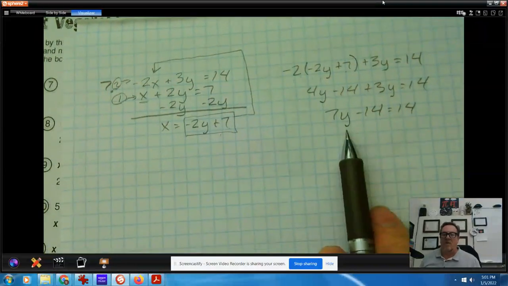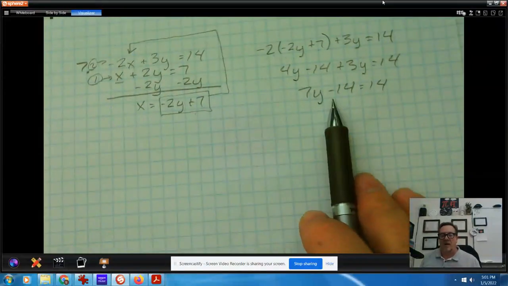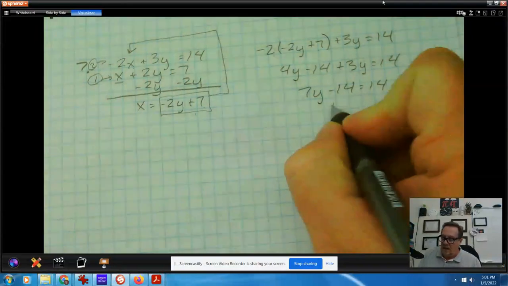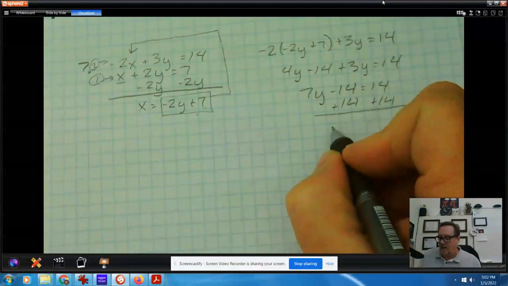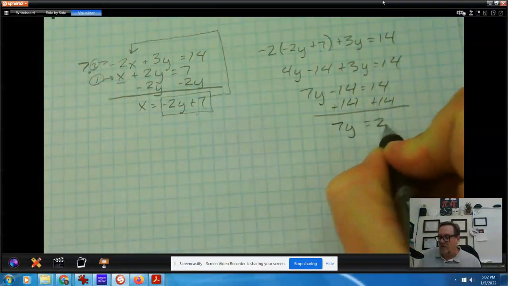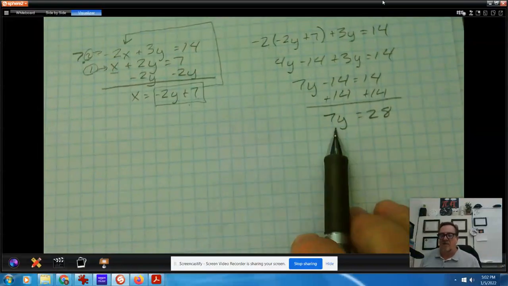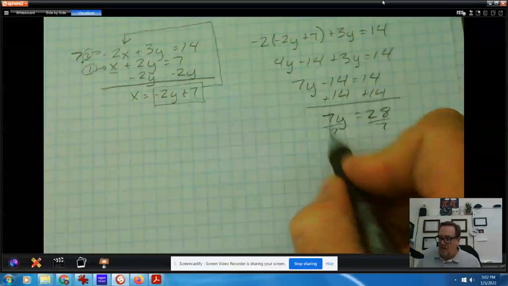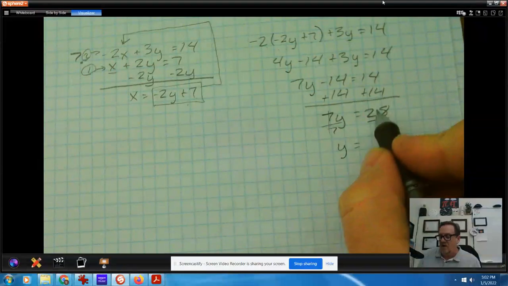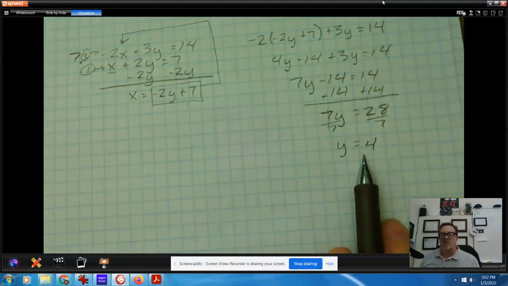I'm trying to get the y term by itself, so we look for any addition or subtraction that's happening. Here, I see some subtraction. How do I get rid of a negative 14? I can add 14. What you do to one side, you do to the other side. That gives us 7y is equal to 28. Still looking to get y by itself. We're going to divide both sides by 7. And these 7s cancel and leave me with a y. 28 divided by 7 is 4. So I know that y is equal to 4.